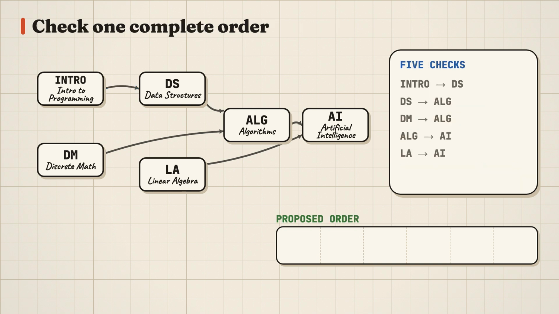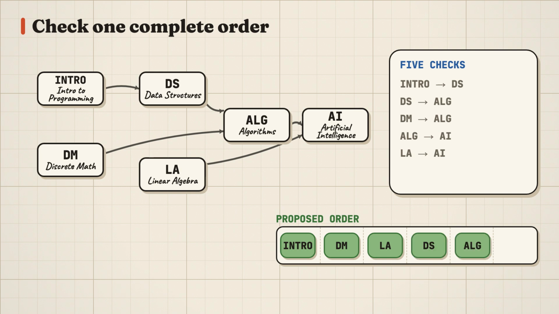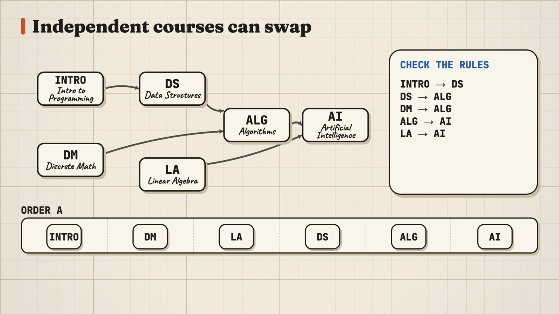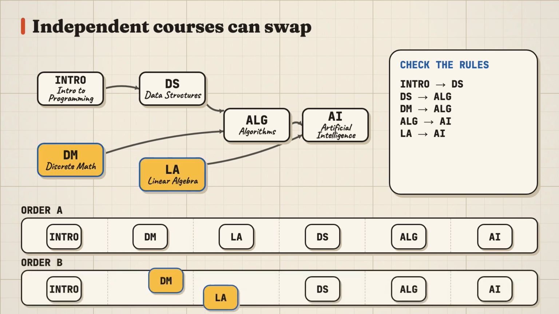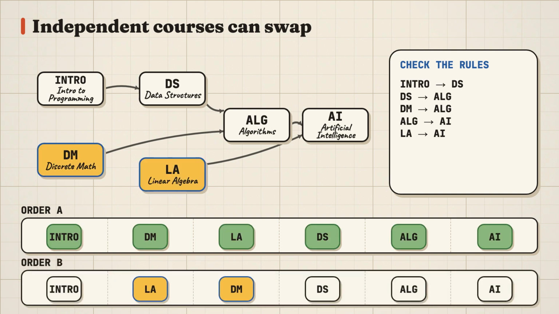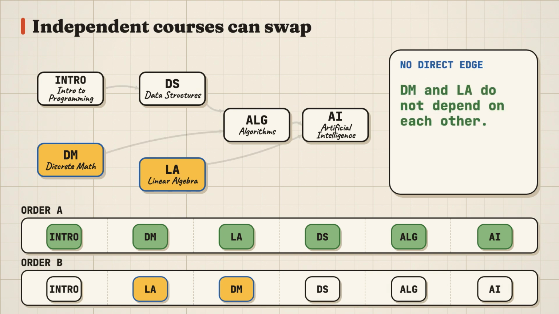Here is one order that works: Intro to Programming, Discrete Math, Linear Algebra, Data Structures, Algorithms, and Artificial Intelligence. Every prerequisite appears before the course that needs it. We could also put Linear Algebra before Discrete Math. That still works because these two courses do not depend on each other. So the same graph can have more than one valid order.